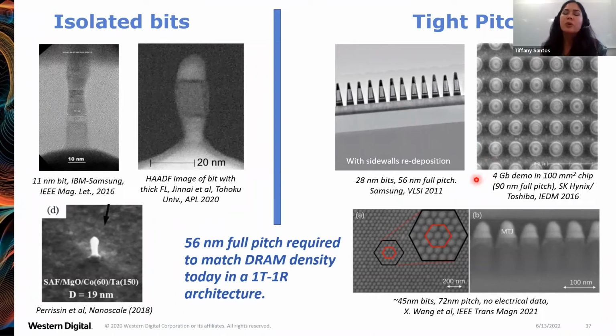So the best demo that we know of to date was back in 2016 by SK Hynix and Toshiba. It's a 4 gigabit demo with electrical data. And so this MRAM array is with 90 nanometer full pitch. But to be competitive with a DRAM density, you need to show at least a 56 nanometer full pitch.